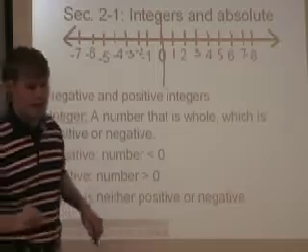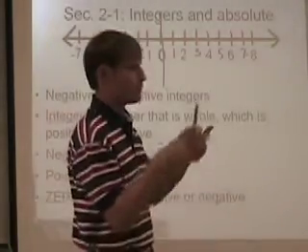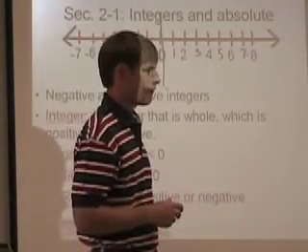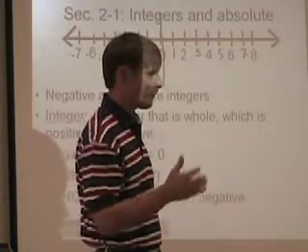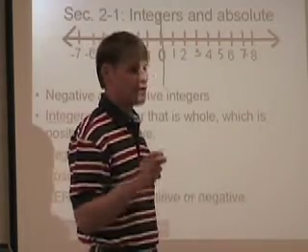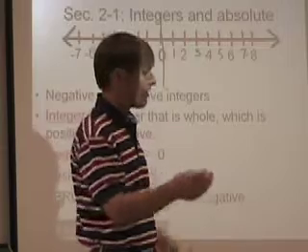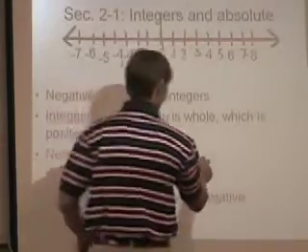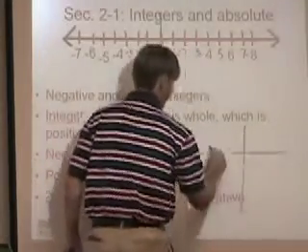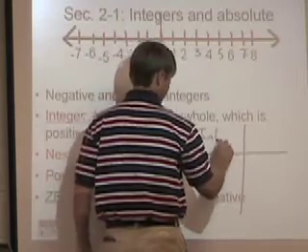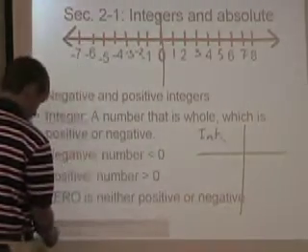Let's think about that. A number that is whole. Well, what does it mean to be whole? Not any decimals, not any fractions. So an integer is a number that's whole, that can be positive or negative. Alright, so I'm going to write down some, I want you to tell me some integers. Go ahead.